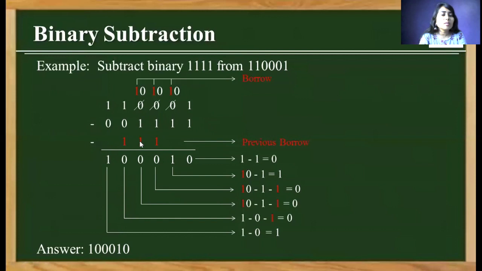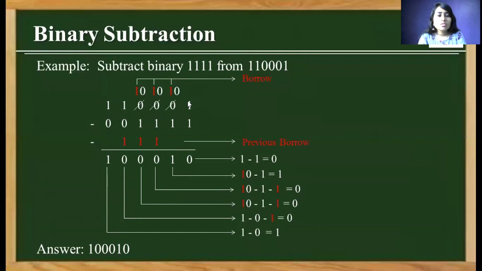Now here we took a borrow, so we have to return it to the next bit. So this borrow can be written over here. Again 0 minus 1 is not possible, so we have to take a borrow. So here also there is a 1 borrow, so the total number is 1 0. Now this 1 0 minus 1, we have a result 1, and 1 minus 1, we have a result 0. And this borrow will be returned in the next bit. So 1 minus 0 minus 1, we have a result 0, and then 1 minus 0, 1. So this is how we can subtract binary numbers.